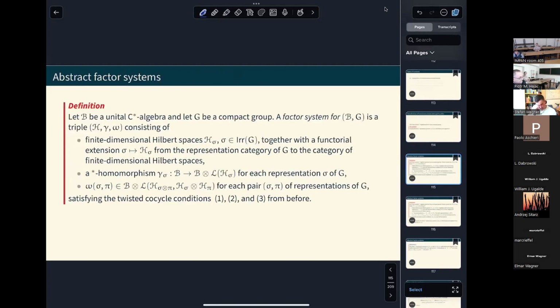Just as in the case of group extensions, you define what an abstract factor system is. Again, you start with this unital C-star algebra, the compact group, and then a factor system for this pair here. This consists of finite dimensional Hilbert spaces, which you can extend functorially to all finite dimensional representations. And then you want a family of star homomorphisms for each representation. And then you want these maps, these elements omega for each pair of representations, satisfying this twisted cocycle condition from before.